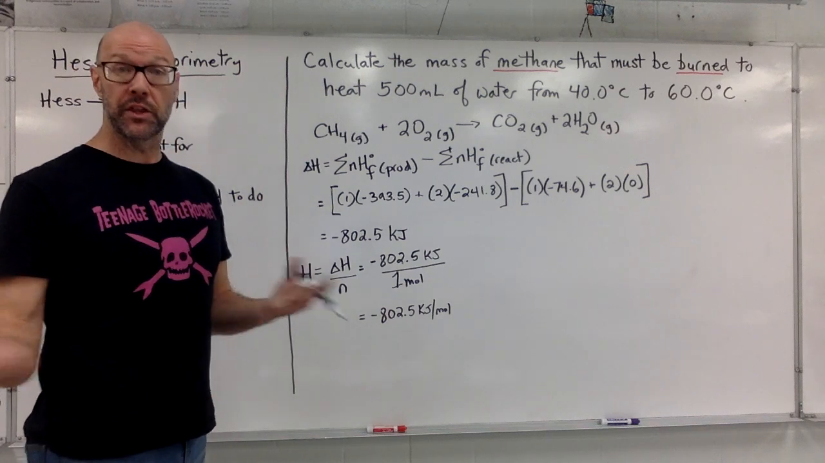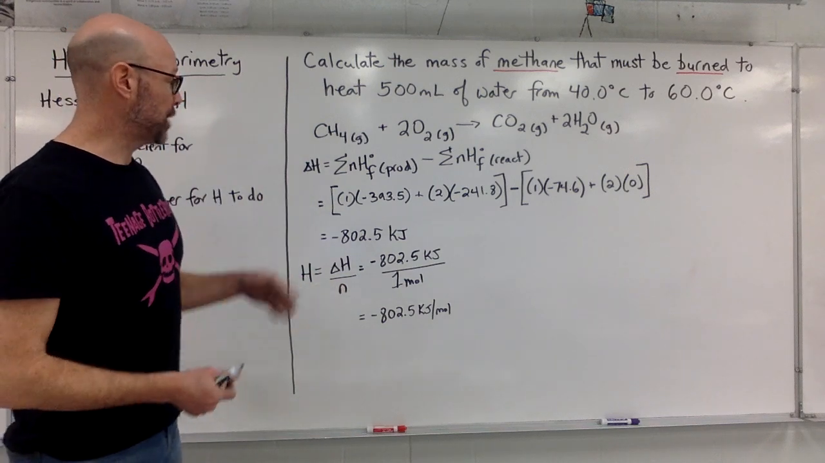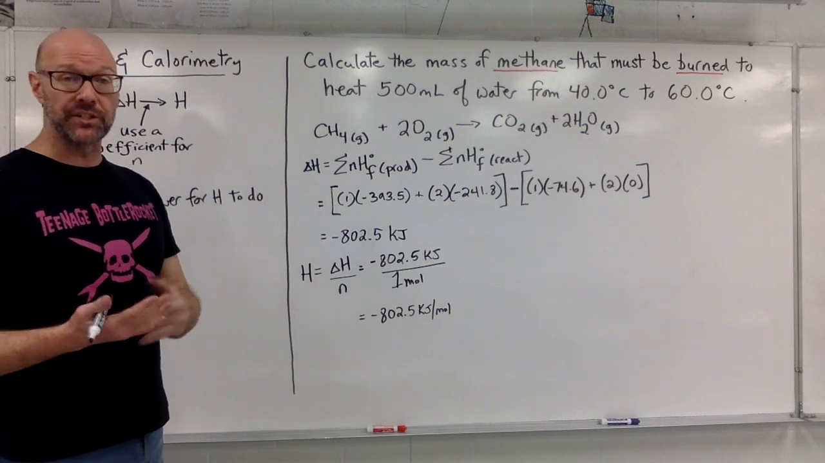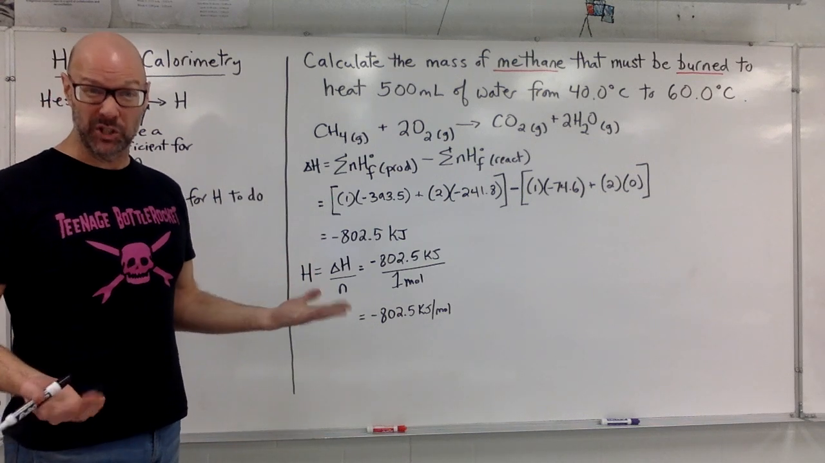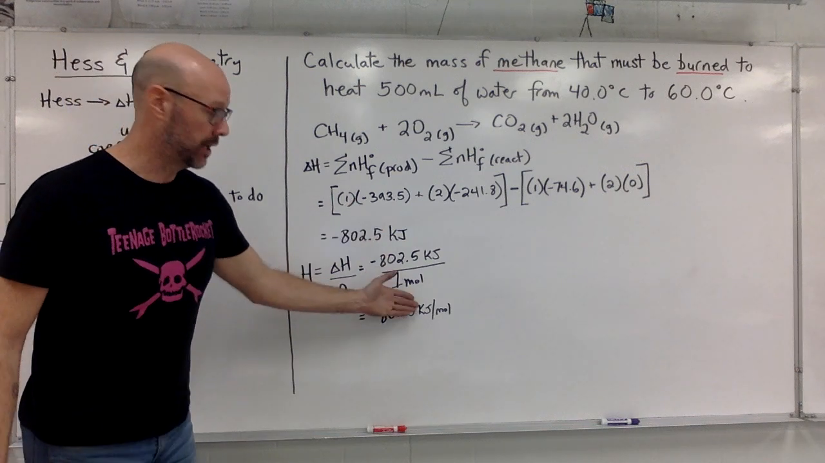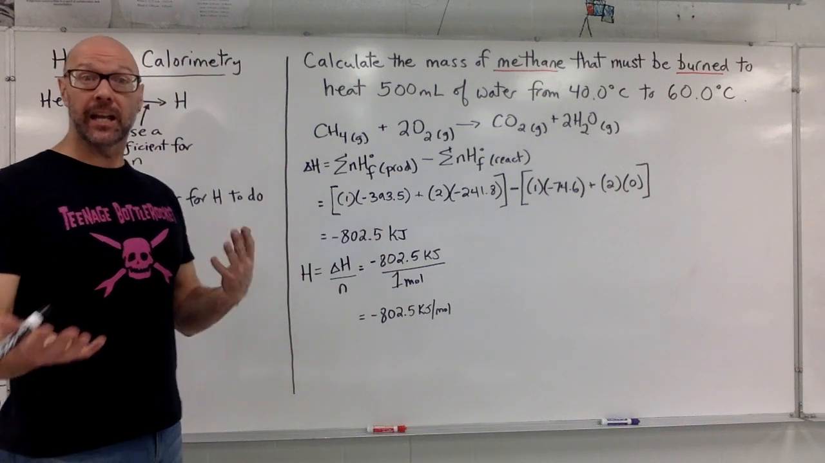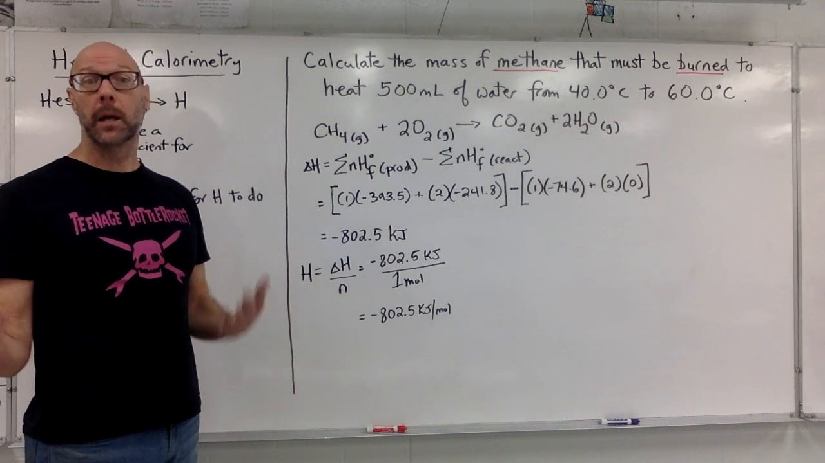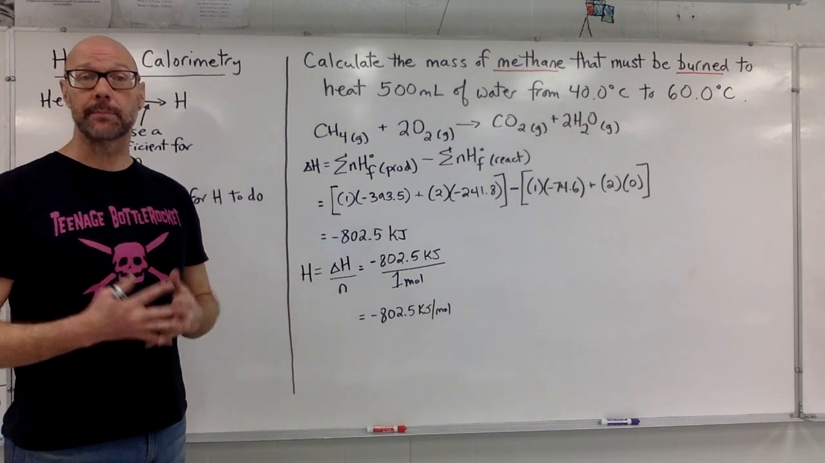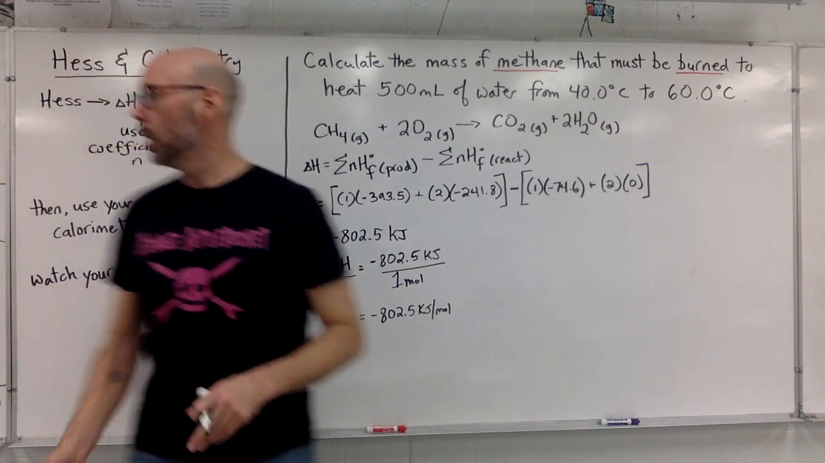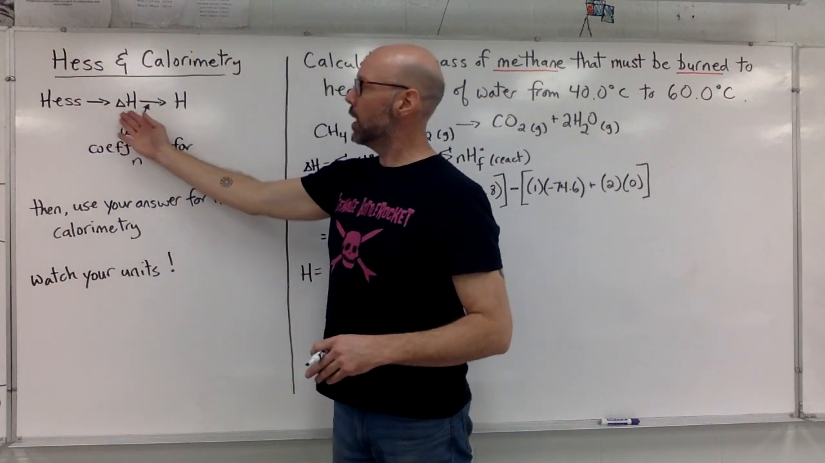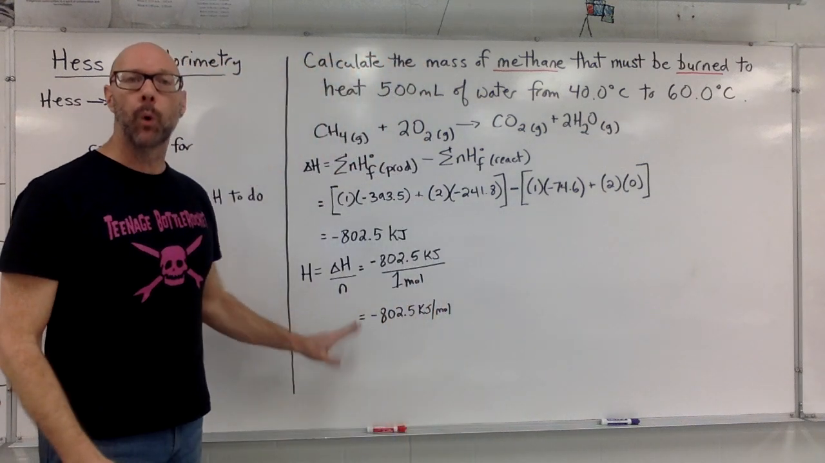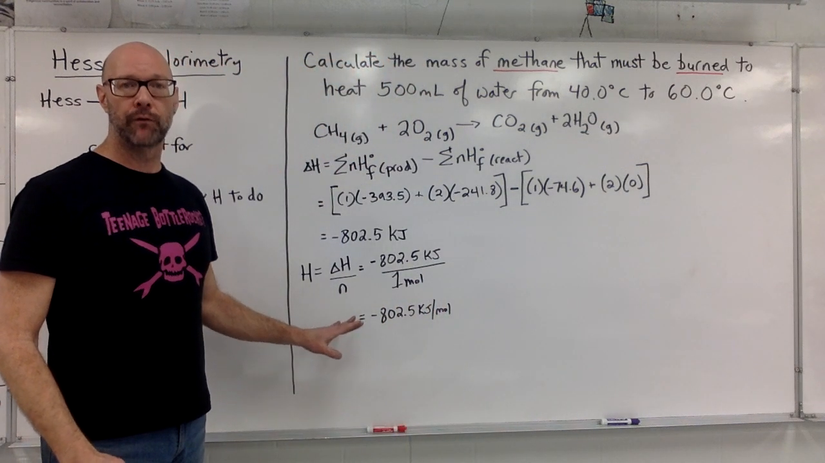That's not very interesting mathematically, dividing by 1. However, conceptually, theoretically, it's a big deal. We're changing delta H into H. What this number represents becomes something different, and the units also change, going from kilojoules to kilojoules per mole. It's not that uncommon for us to have to divide by 1. So we went from Hess's law to delta H to H. We have our H right here, our molar enthalpy of combustion for methane.